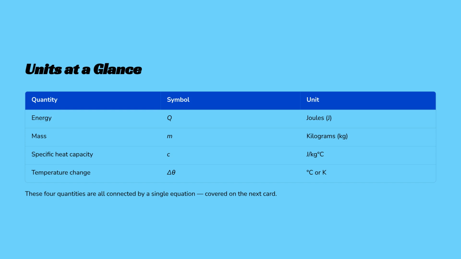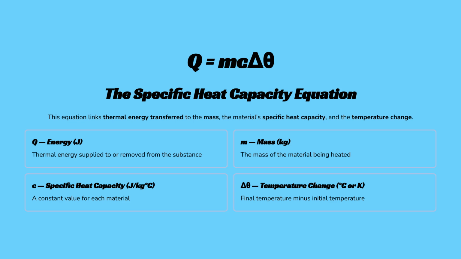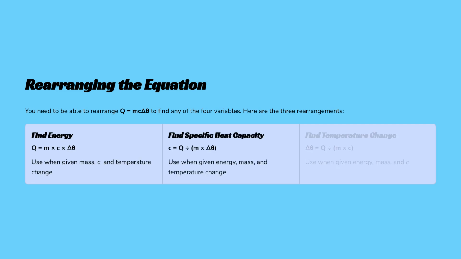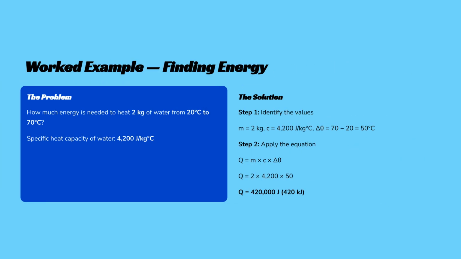These are all linked by a single equation. The specific heat capacity equation is Q equals M times C times change in temperature. This links the thermal energy transferred to the material's mass, its specific heat capacity, and the resulting change in temperature. To solve physics problems, you must be able to rearrange this equation. Depending on what you need to find, you can calculate energy, the specific heat capacity, or the temperature change by rearranging the variables accordingly. Let's look at an example.